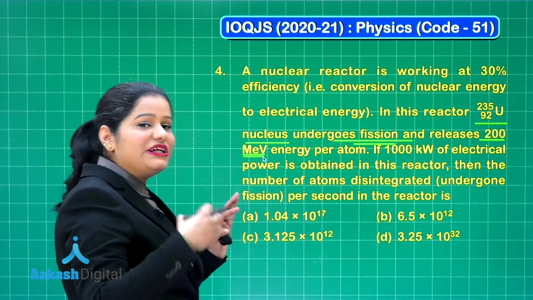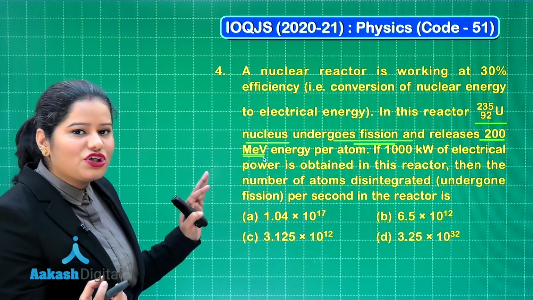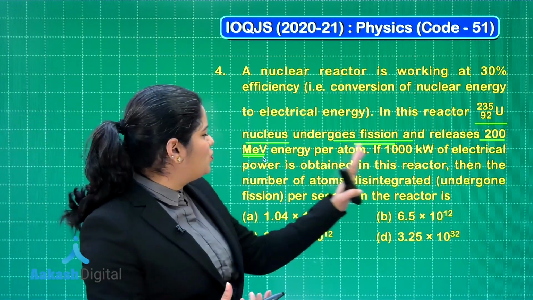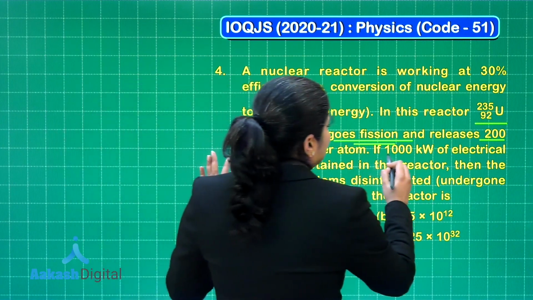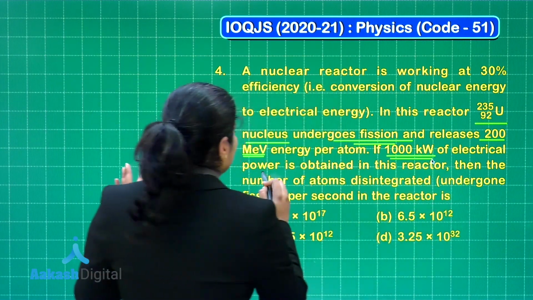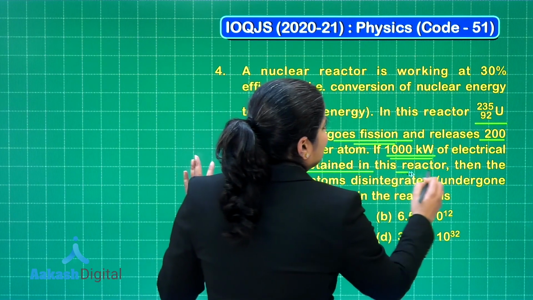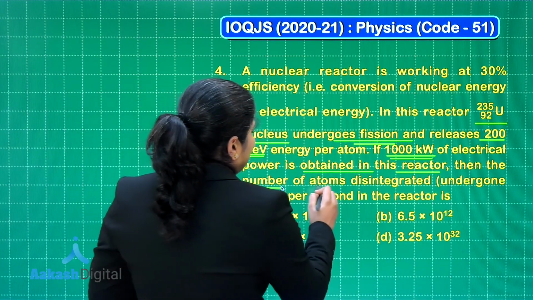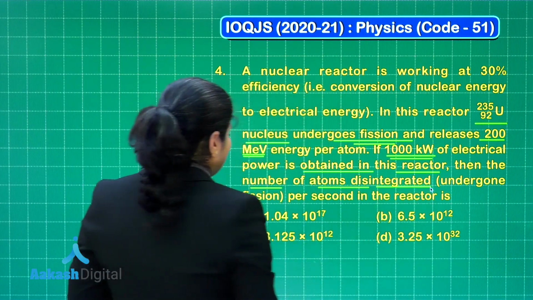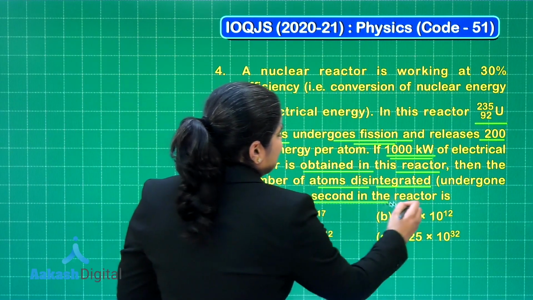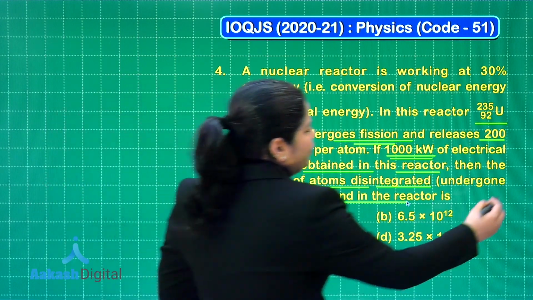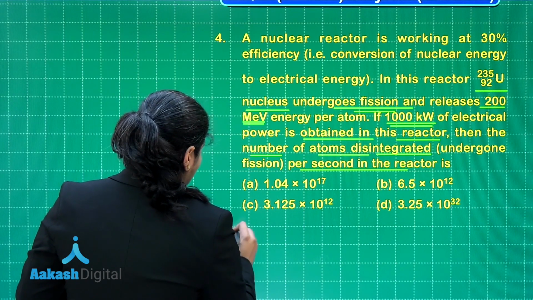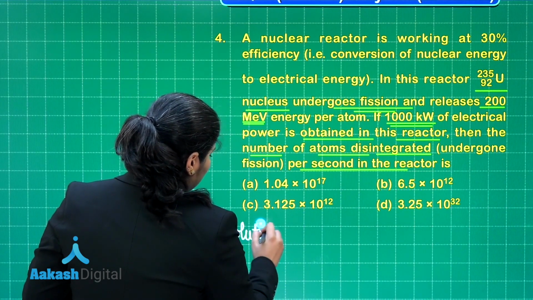So what is the energy released per atom during the fission of one atom, or during the fission of uranium 235? That is 200 mega electron volt. If 1000 kilowatt of electrical power is obtained in this reactor, so this is the output power, then the number of atoms disintegrated, that is undergoes fission, per second in the nuclear reactor is... See, the question is pretty simple. Let me just help you guys with the solution of this question as well.